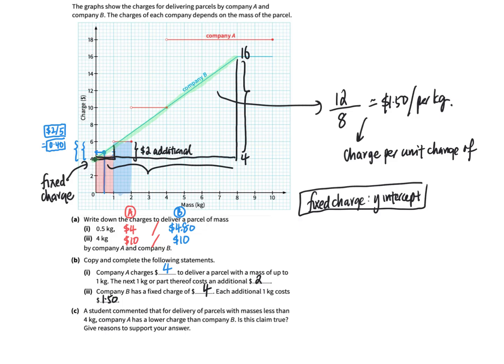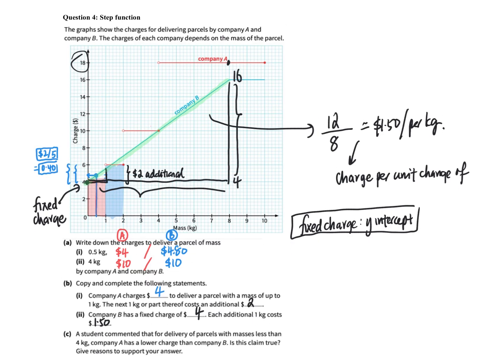What do you do if you wanted 8 kg for company A? Just read from here. 18. Oh, you don't have to read from the solid line. You read the red line, because red line belongs to company A. It's the first line you choose. You must read the correct line for the charge. Company A is all the red lines.